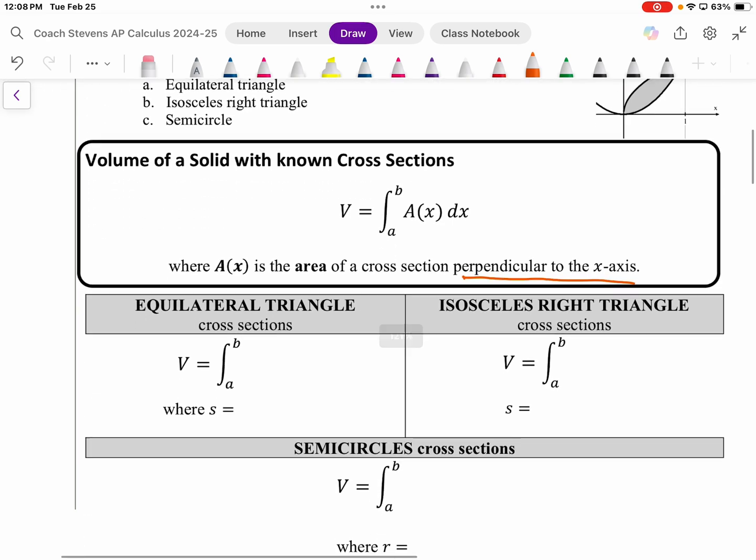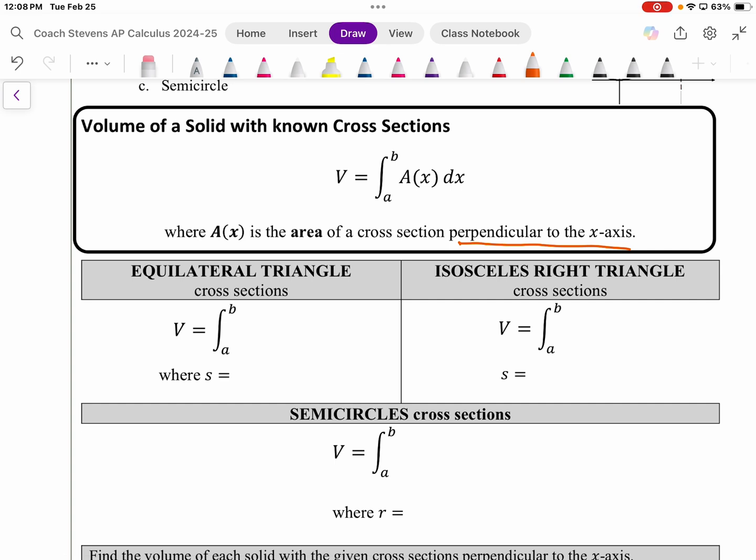So when we're working with the cross section being an equilateral triangle, here is the formula. It is the square root of 3 over 4 times the side length squared dx, where the side length is our f of x minus g of x. So top minus bottom or right minus left, depending if we're doing it in terms of y.